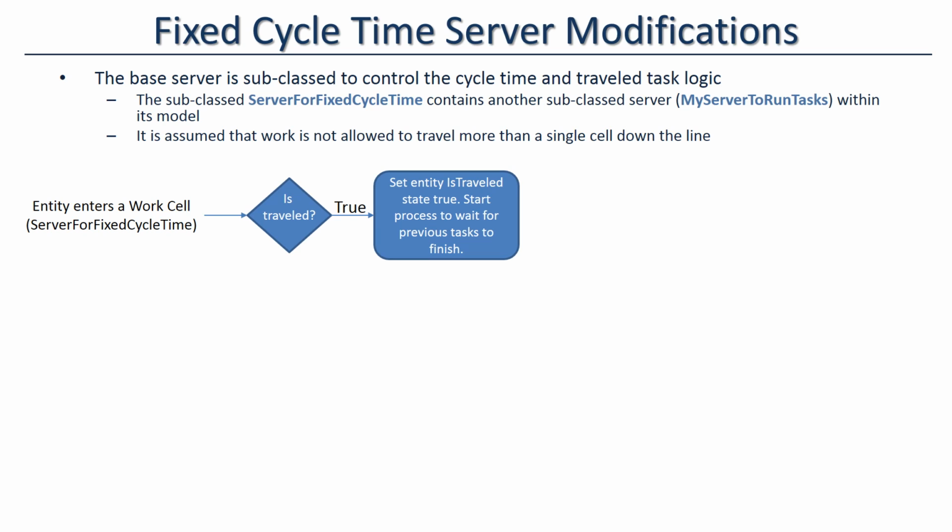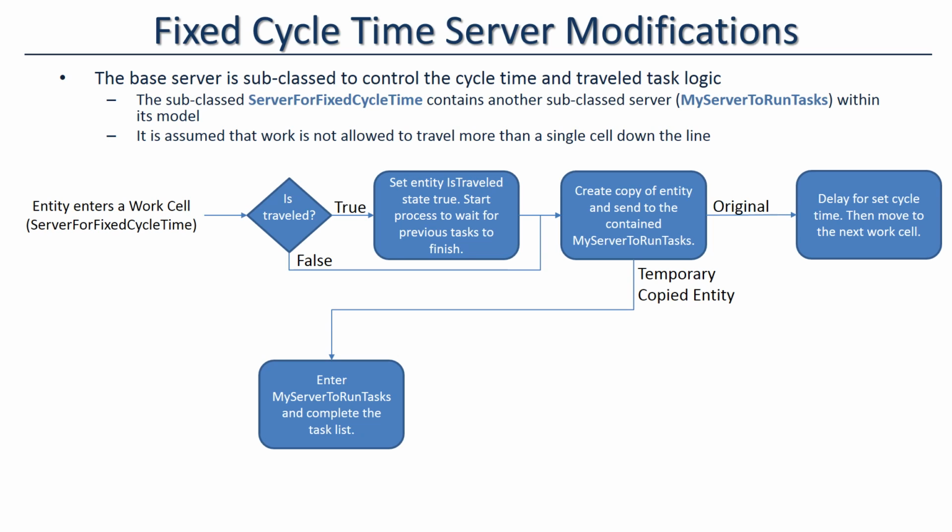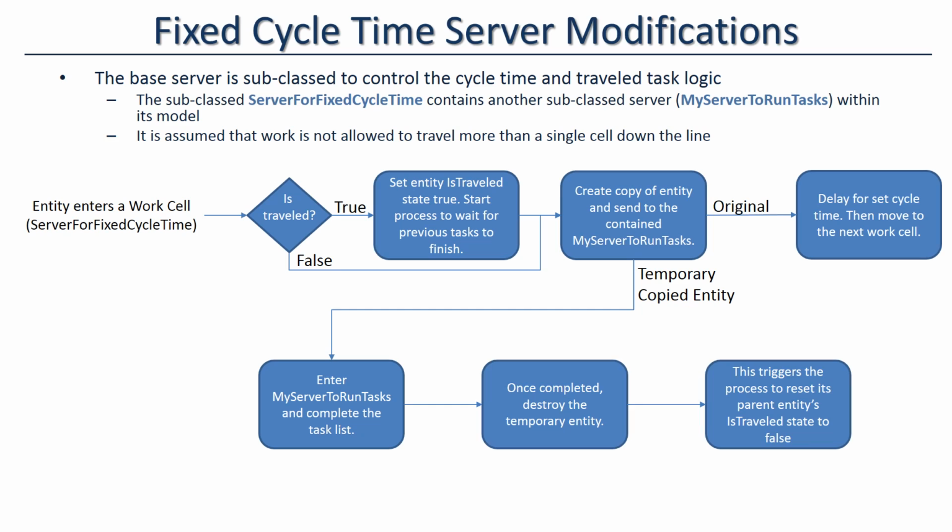We set a property to isTraveled if this is true, and we start a process to wait for our previous task to finish. If it's false, we just move on and create a copy of our entity to send to the contained myServer to run tasks. The original one just delays for the set cycle time, then moves on to the next work cell. Our copied entity enters the myServer to run tasks and completes the task list. And once completed, it is destroyed, which triggers the event that resets our isTraveled state on our parent entity to false.